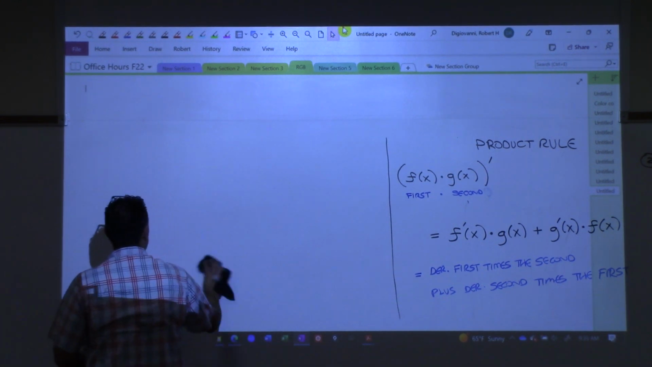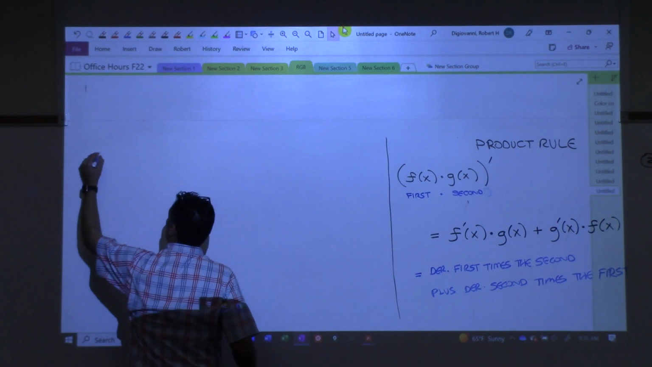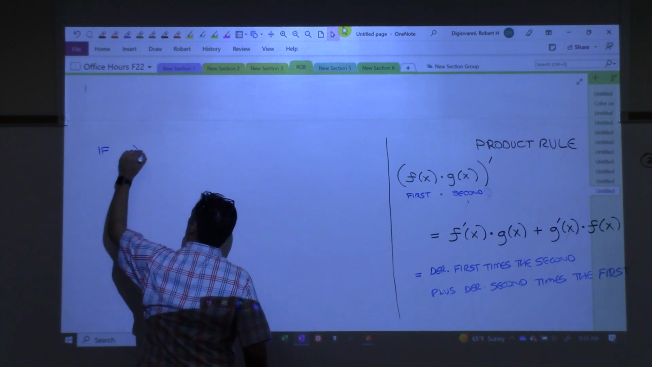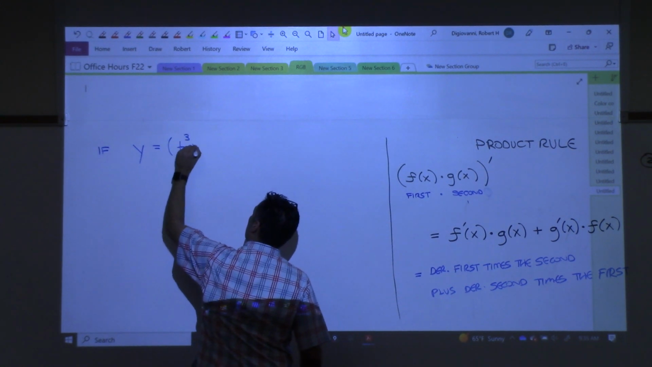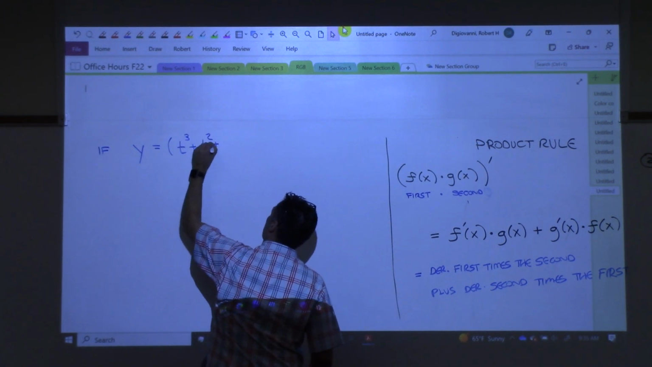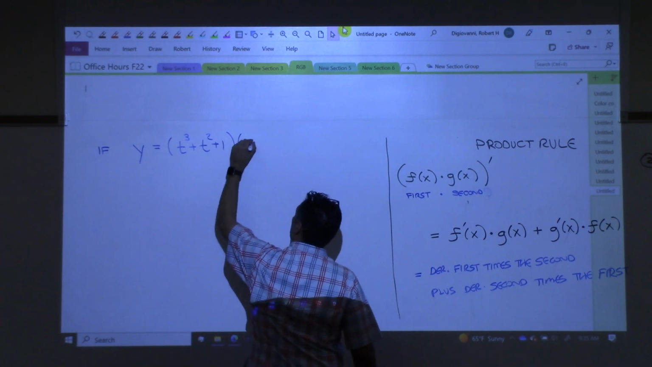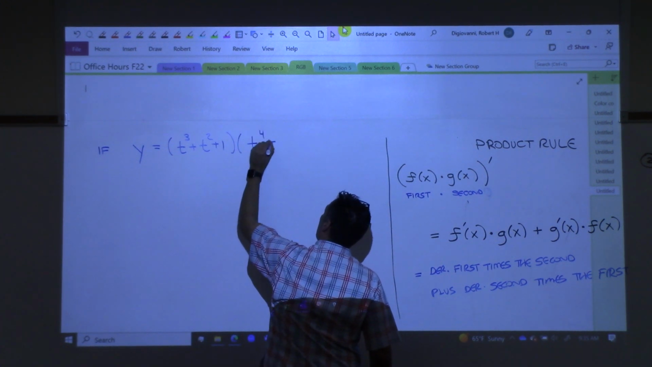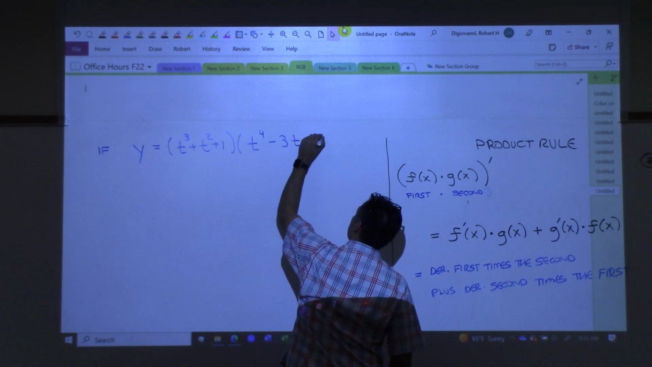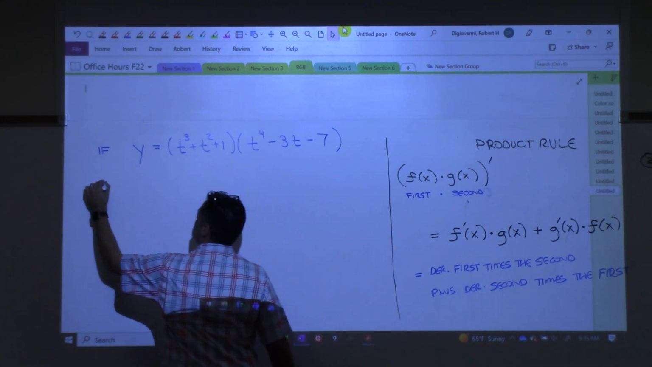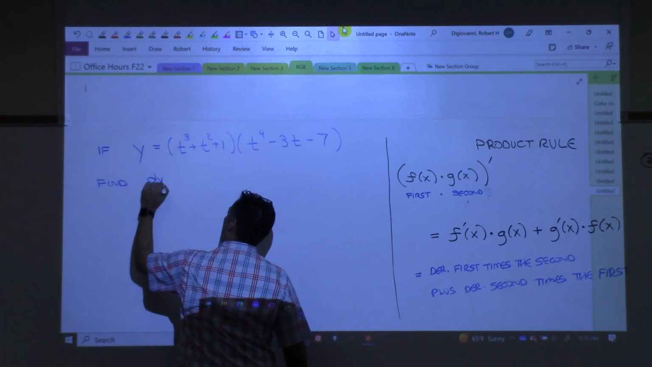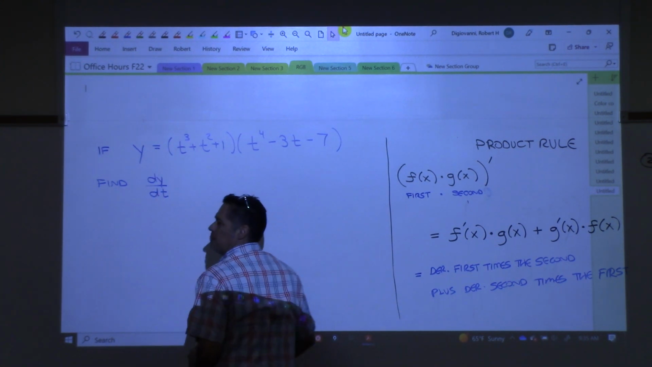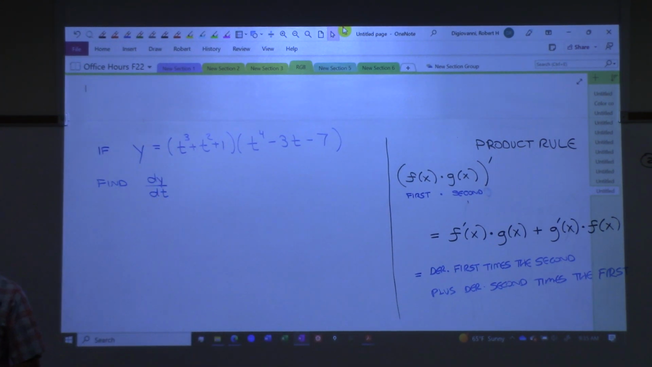I'm going to use slightly different notation here. If y is equal to, let's go with this, t to the third plus t squared plus 1 times t to the fourth minus 3t minus 7, I want us to find dy dt. Okay. I'm using different notation here.